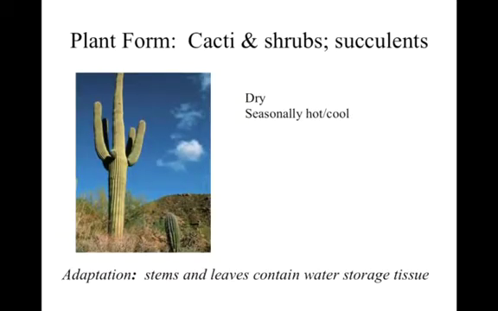The next plant form is cacti and shrubs or succulents. These are things like the saguaro cacti, even prickly pears. Not surprisingly, this is probably pretty intuitive to most of you, you find these in dry environments. You also tend to find them in environments that are seasonally hot and cool. So a lot of the deserts in the world do have sort of a warmer period and a cooler period, but they're unified by this very dry condition all year round. And again, the adaptation in cacti is having stems and leaves that contain water storage tissue. They can sort of retain that water and get by in these dry environments because they keep a stock.